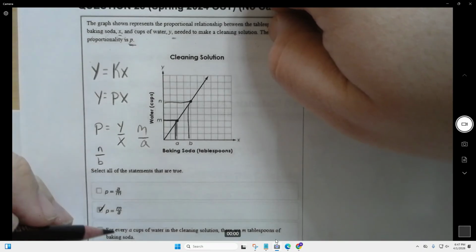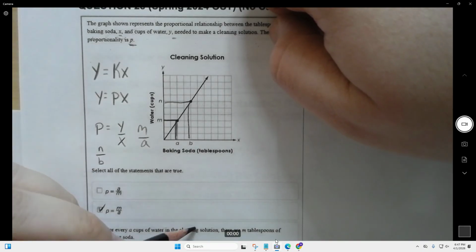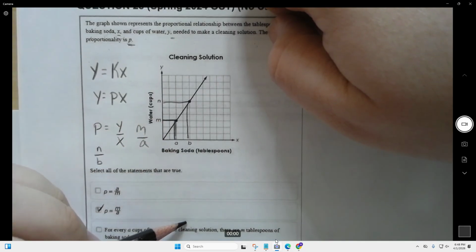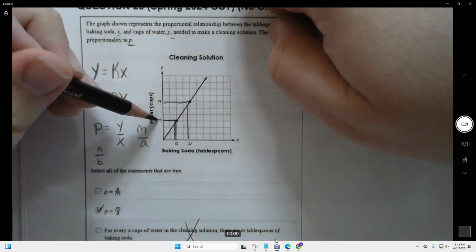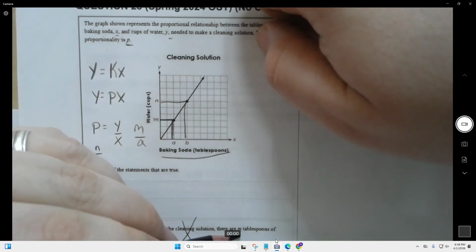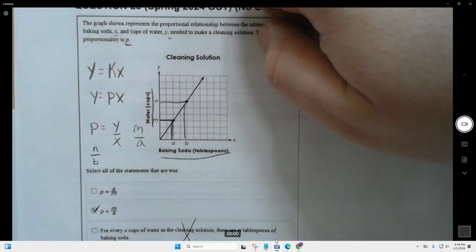Let's check our choices. For every A cups of water in the cleaning solution, there are M tablespoons of baking soda. This is incorrect. And even though M and A are connected to each other, it has it backwards. A represents your baking soda, while M represents your water. So that's incorrect.